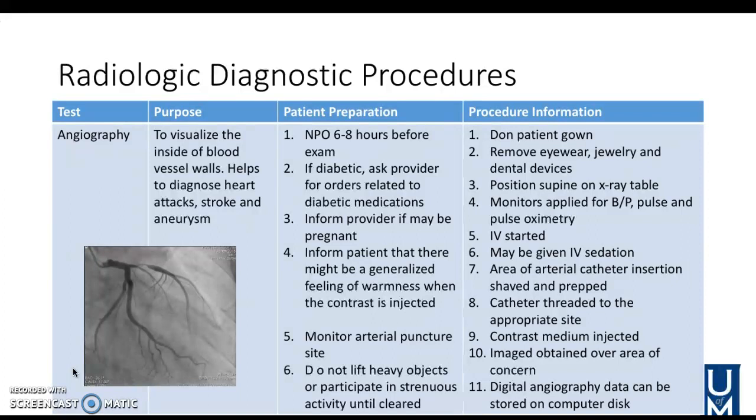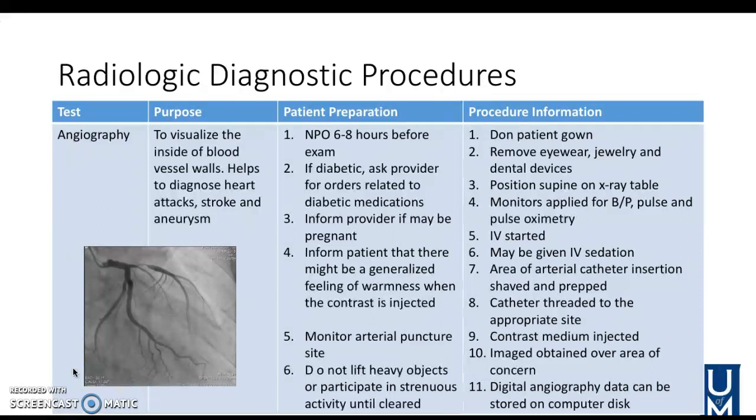Oftentimes they will do this in that crease of your thigh, right near your pelvic area. You have an artery right there, and they'll insert a catheter there. The catheter is threaded into an appropriate site, and contrast media is then injected through that artery. So that femoral artery right there, right above your thigh, contrast media is injected. And then images are obtained over the area of concern. So the digital angiography data can be stored on the computer.